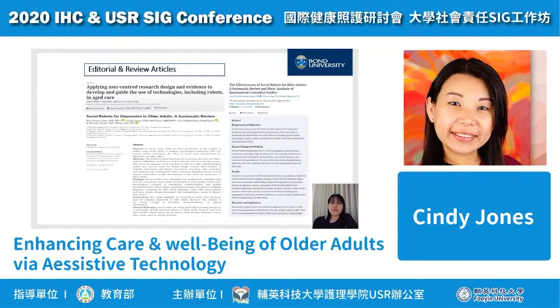Now, one of the editorial pieces that was published, which I was involved with my mentor, was about the design of social robots. And from our work over the years with social robots, we are actually calling for the use of a user-centered research design in developing and guiding the use of technology, including robots in aged care. What we found is a lot of robots were developed by robotics engineers with minimal understanding and little input from healthcare professionals who are involved in the care of older persons.